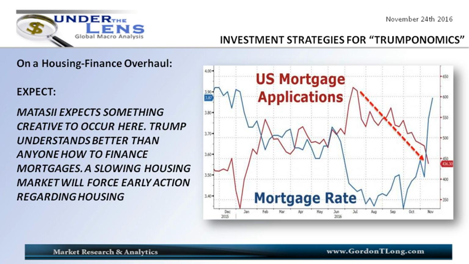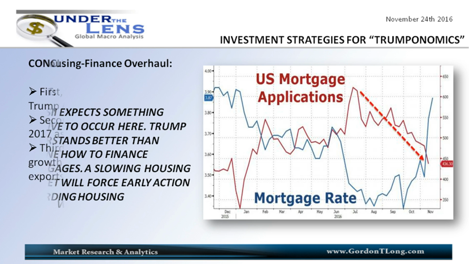If you look at the skewing of the average mortgages that are being given right now, rich people are doing a lot better on their mortgages than average people within the current regulatory structure. I think the appointment of Ben Carson at HUD, or a nomination rather, is targeted at doing some of this in specifically the inner cities and lower developed areas. What do we expect? We expect something creative to occur here. Trump understands better than anyone how to finance mortgages. He's interested in this. He's got a sense of understanding of it. A slowing housing market will force early action regarding housing here.